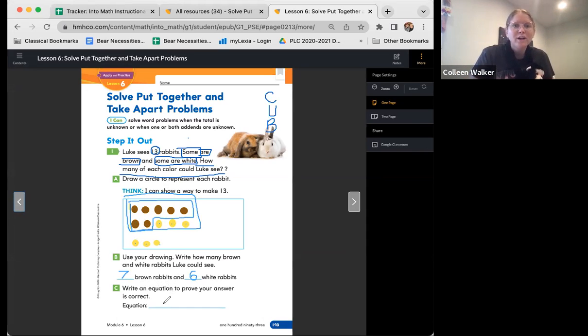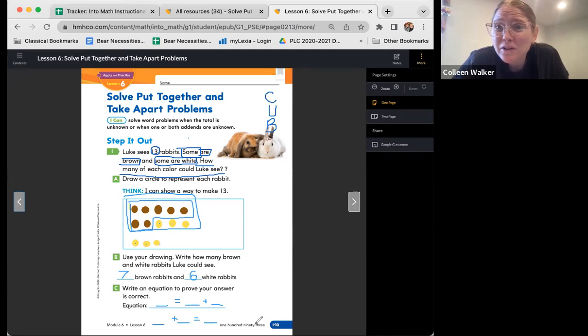So friends, remember when I write equations, I can start with the sum, write an equal sign, and then write in my 2 addends. Or I can start with one addend, add the other addend, and then write the sum. There's different ways you can write equations. So let's try to do it both ways.